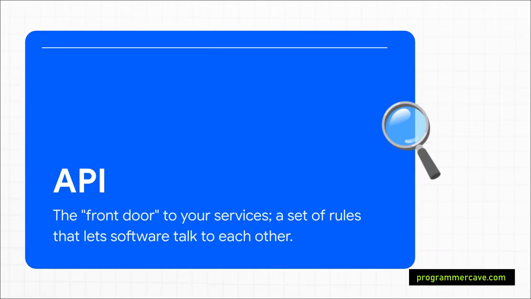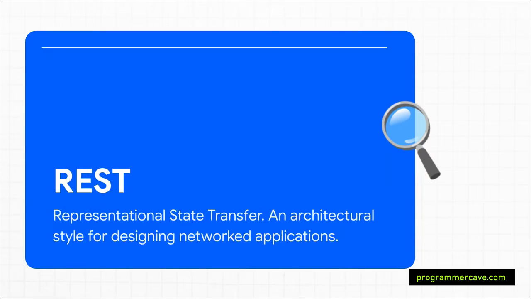The best way to think about an API is like the front door to your entire service. It's the official, public-facing set of rules that says, here's how you can talk to me, here's what you can ask for, and here's what you'll get back in return. Now, there are a bunch of ways to build that front door, but one of the most successful and, frankly, widespread philosophies out there is REST. That stands for Representational State Transfer.